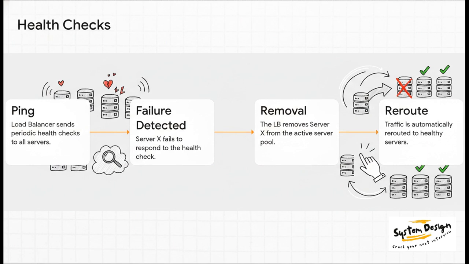A good load balancer is constantly sending out little pings to all the servers in its pool, basically asking, hey, you still alive? If a server fails to respond, the load balancer immediately marks it as unhealthy, yanks it out of the rotation, and reroutes all new traffic to the servers that are still healthy. It's like the system's own immune response, handling failures before we even notice.